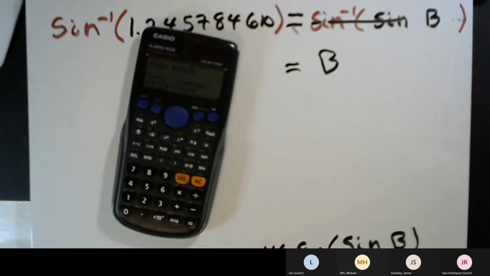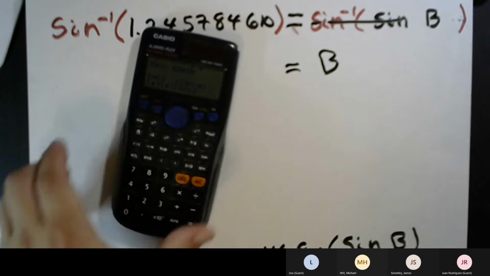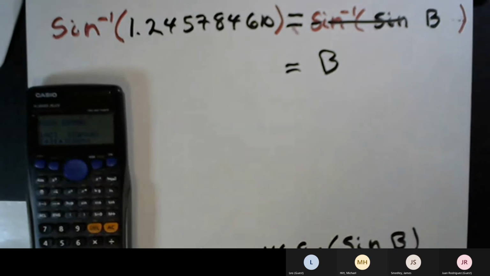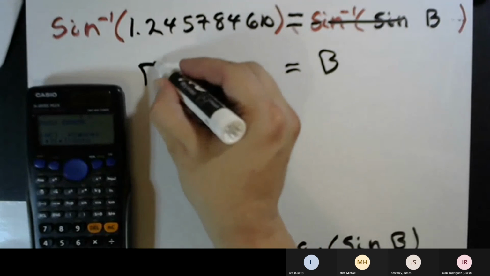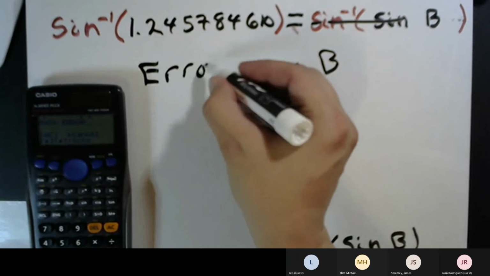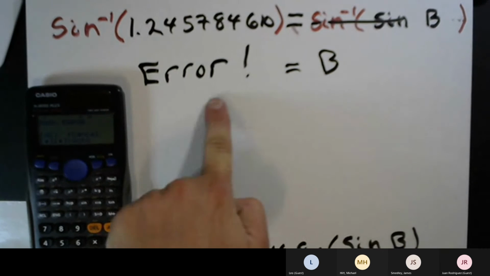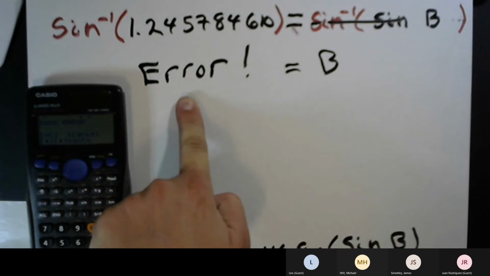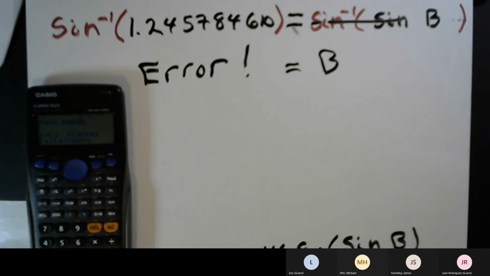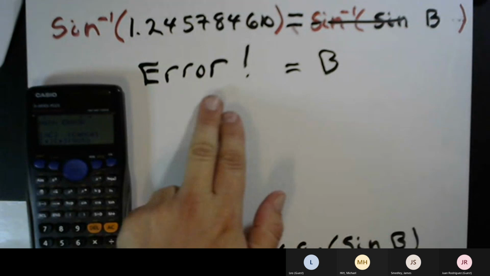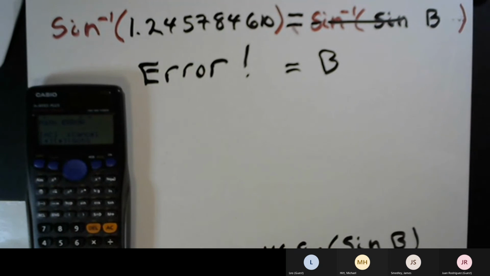Oh, shoot. It's an error. Well, what this means, usually this works, but sometimes they're going to give you a bogus triangle where it doesn't work. So that is a possibility. It's kind of a trick they like to do in trigonometry. So just something to keep in mind.